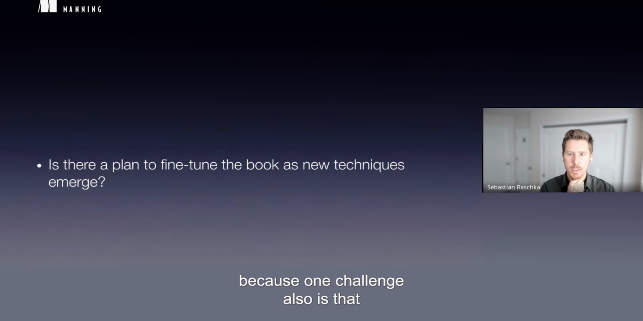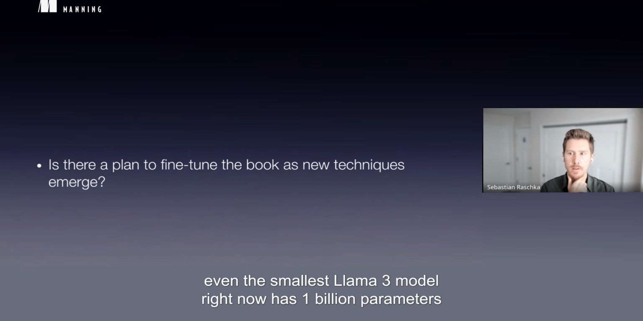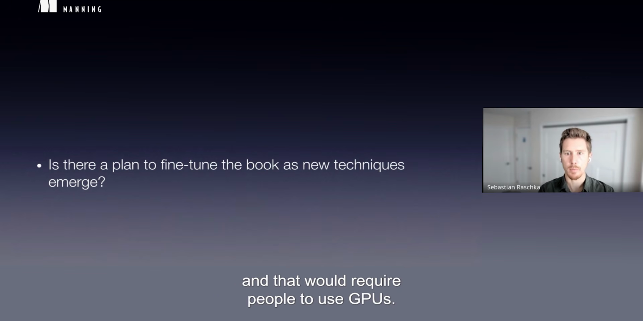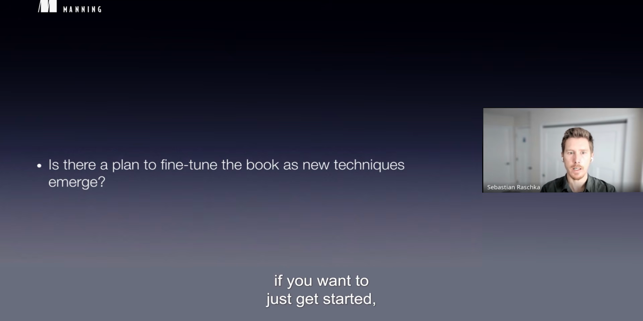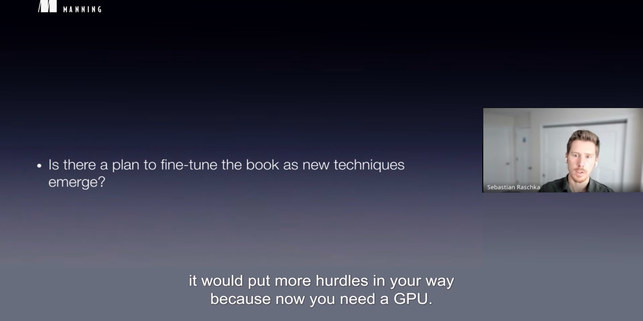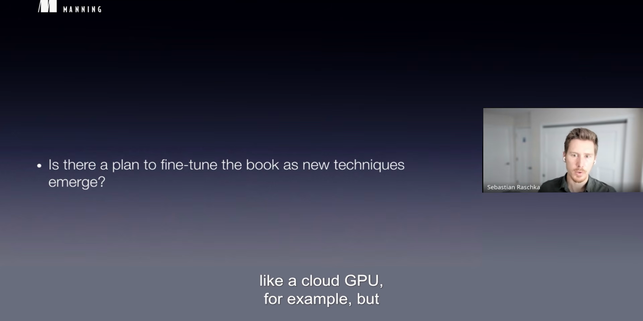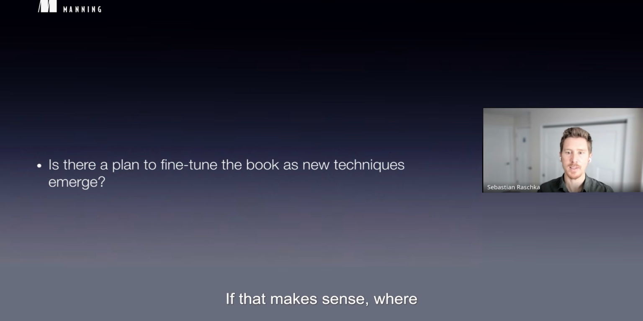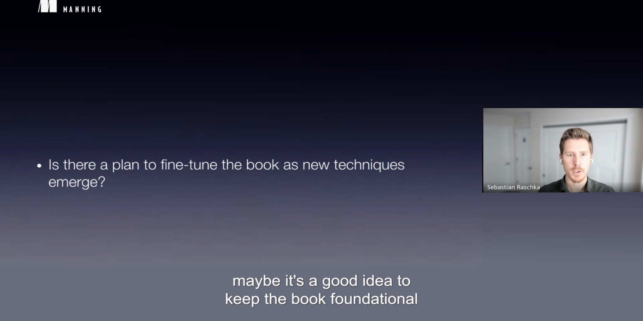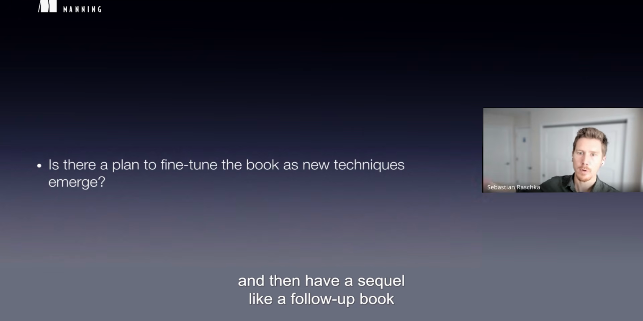One challenge is that even the smallest Llama 3 model right now is 1 billion parameters. That would be harder to run on a laptop, and it would require people to use GPUs. It's possible and it's a good idea to use GPUs, but it would make the learning harder. If you want to just get started, it would put more hurdles in your way because now you need a GPU. Of course, it's a good skill to, at some point, learn how to use a cloud GPU, for example, but that might be a different book, like a sequel, where it's a good idea to keep the book foundational and then have a follow-up book that covers other topics.